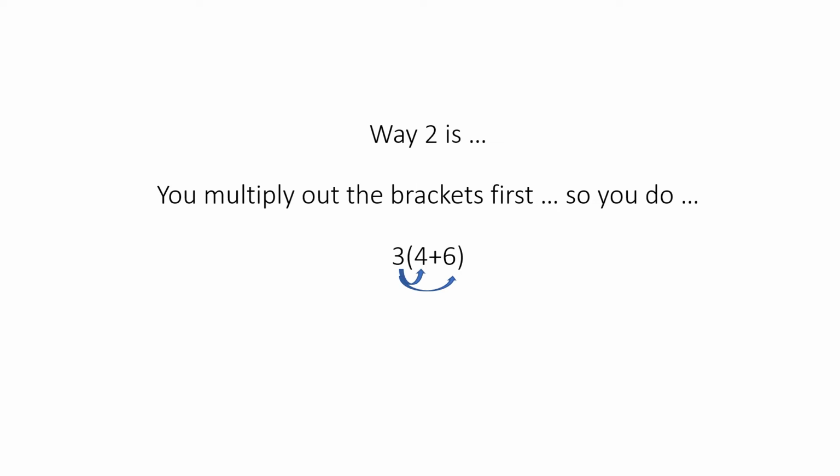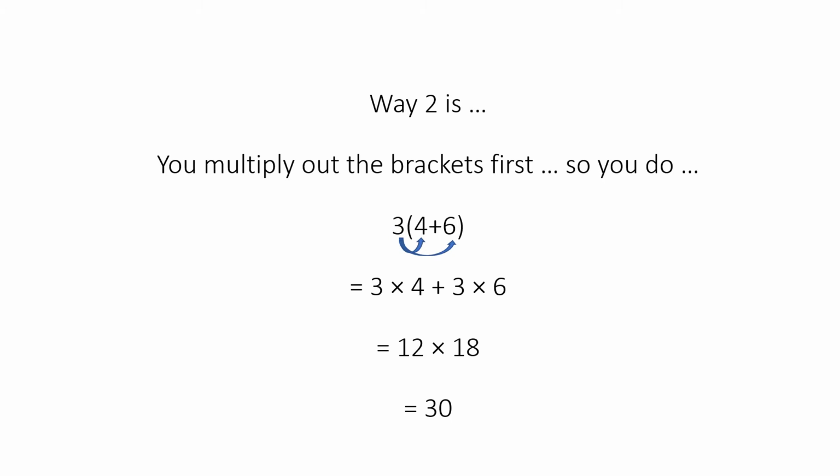Then the second way to do it is to multiply out the brackets first. So to do that, what you do is you have to get the 3 and multiply the 4 by 3, and then you take the 3 and you multiply the 6 by 3, because you have to multiply each bit of the bracket by 3. All right, so the way that works is then you've got 3 times 4 plus 3 times 6, which is 12 plus 18, which equals 30.